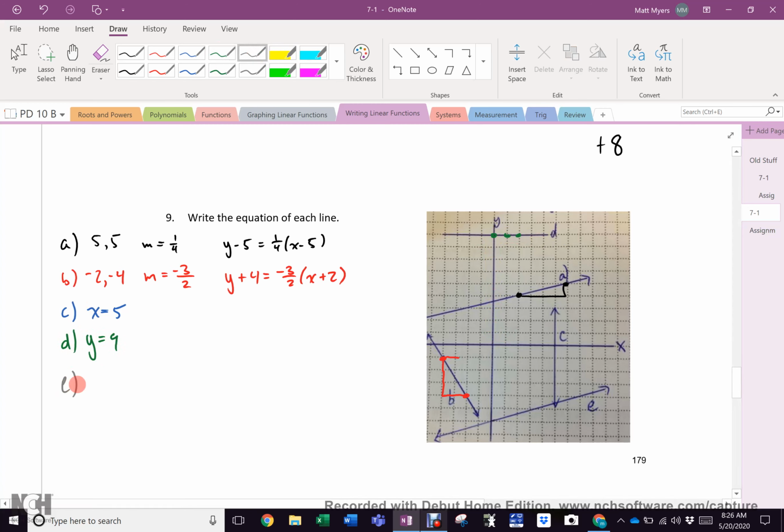And E, I've got a y-intercept right there. I've got a slope of 1, 2, 1, 2, 3, 4, 5, 6, 7. So my M equals 2/7, and my y-intercept equals 1, 2, 3, 4, -6. So y equals 2/7 x minus 6, because I use slope-intercept form there.